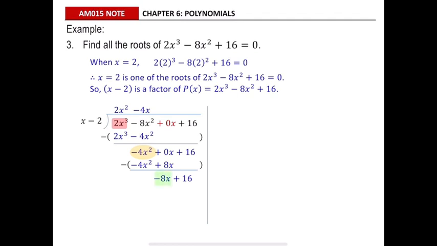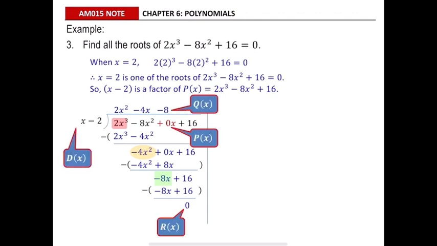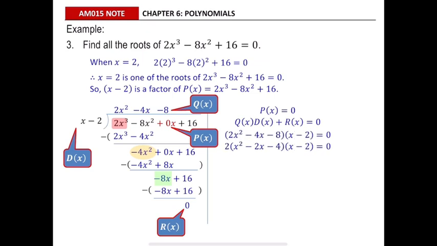Now, divide negative 8x by x, we get negative 8. Then multiply the negative 8 with the divisor, we get negative 8x plus 16. And the remainder is 0. Now substitute all these expressions into this equation and solve for x. Since x squared minus 2x minus 4 cannot be factorized, we use the quadratic formula to solve to find the x.